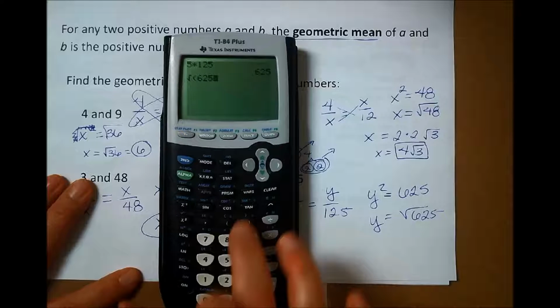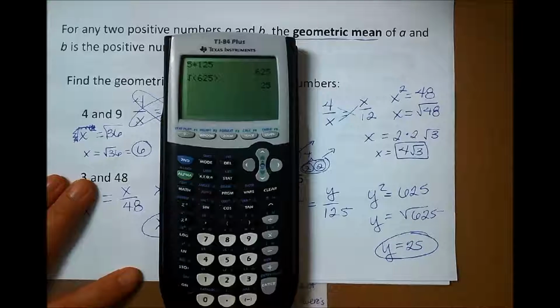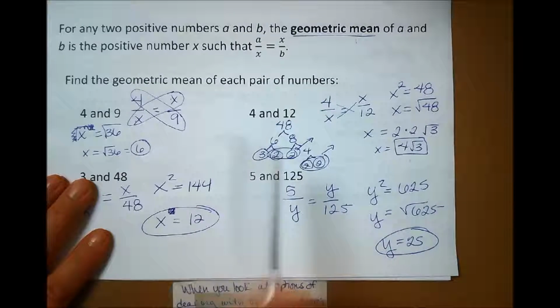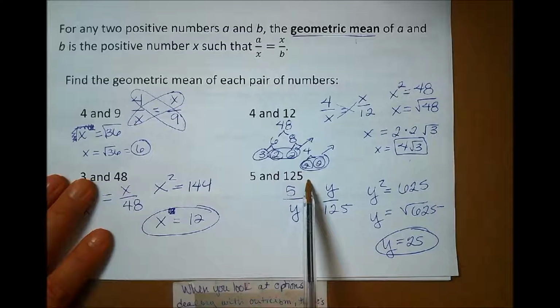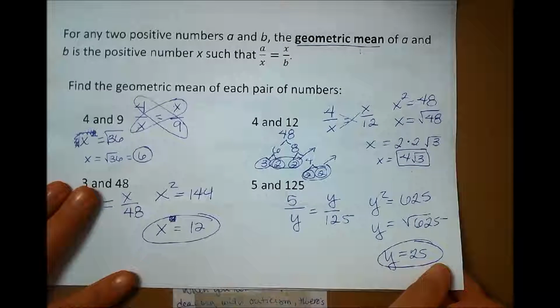Why, yes. Yes, it is. So 25 would be the geometric mean of 5 and 125. Several of your homework problems are on geometric means.